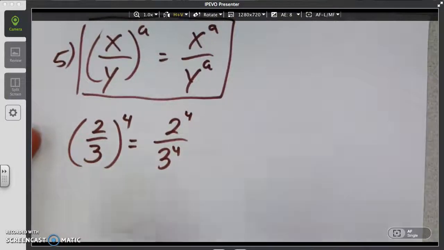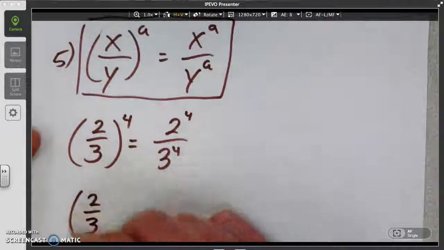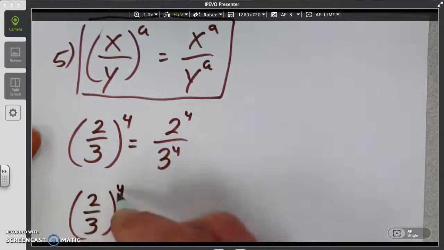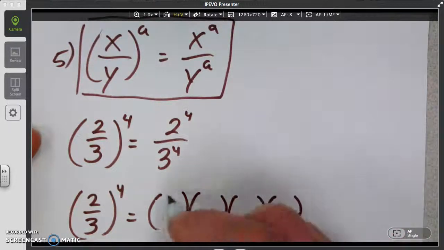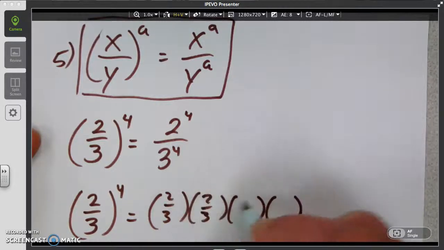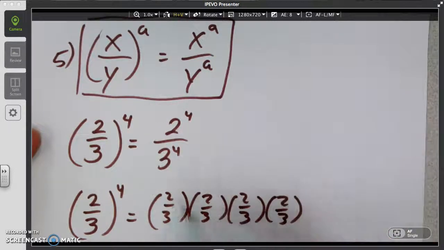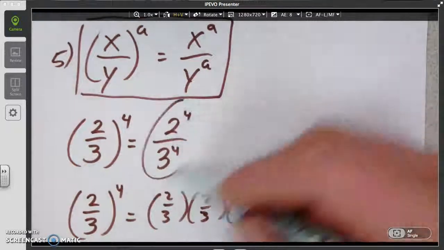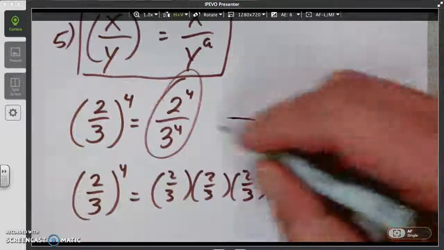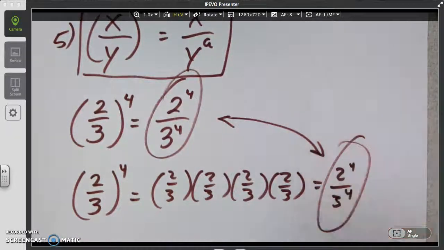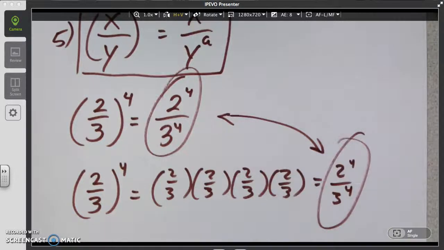Again, the question is why? So if we rewrite this, anything to the 4th power means write that thing 4 times. So that's 2/3, 2/3, 2/3, 2/3. 2 times 2 times 2 times 2, 2 to the 4th. 3 times 3 times 3 times 3, 3 to the 4th. And again, you get the same answer. These should always be in agreement. If you do it by another method, you better get the same thing. That's the whole thing about math.